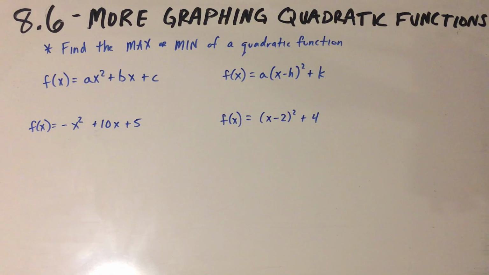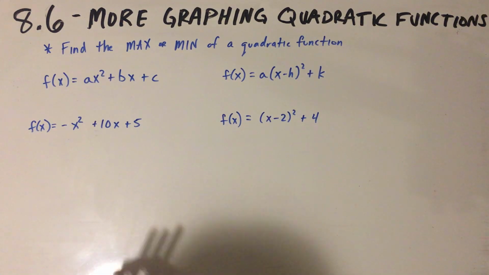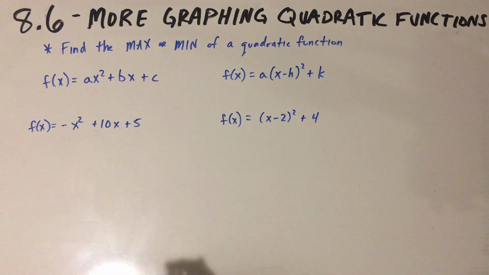This is another concept in 8.6, which is just more graphing of quadratic functions. So this is another facet to that. And what we're going to do this time is find the max or the min of a quadratic function. Well, how do I know if it's going to have a max or a min?